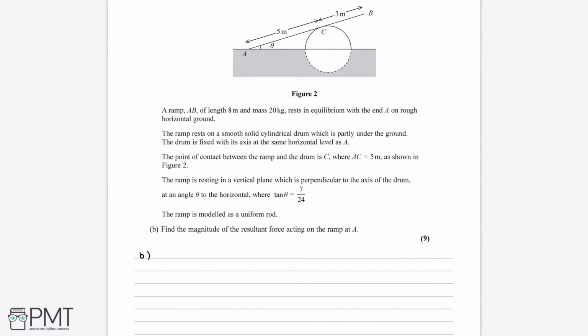Now part B is asking us to find the magnitude of the resultant force acting on the ramp at A. And now, as you can see, this is quite a large question. It's worth 9 marks.